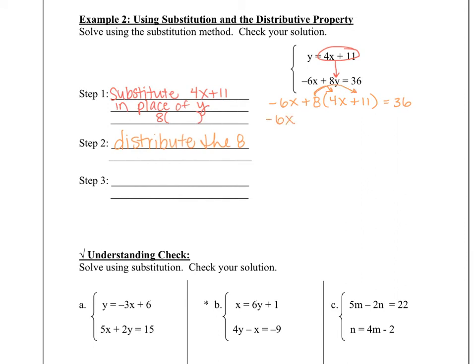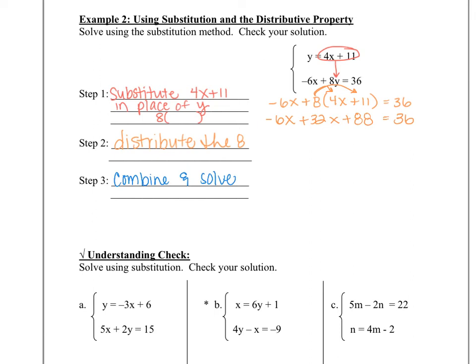So that 8 has to multiply into both of those. So negative 6x doesn't do anything. 8 times 4 is 32x. 8 times 11 is 88. Equals 36. So it changes the problem a little bit. So then you're going to combine and solve. And then substitute back in, obviously, and find the rest of the answer.